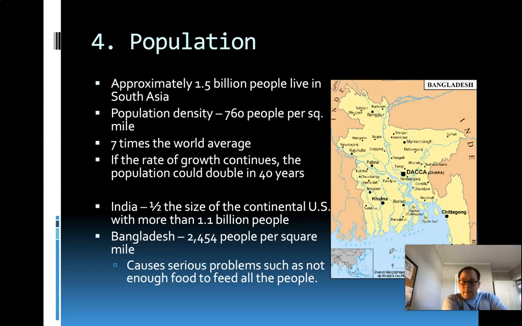India is half the size of the continental U.S. with more than 1.1 billion people. For reference, the United States only has around 320 million. So it is much larger in the amount of people, but about half the size of the continental U.S. Bangladesh has 2,454 people per square mile.